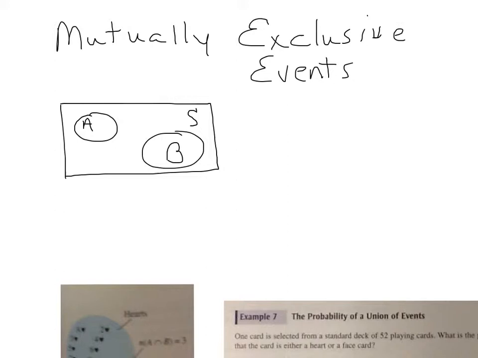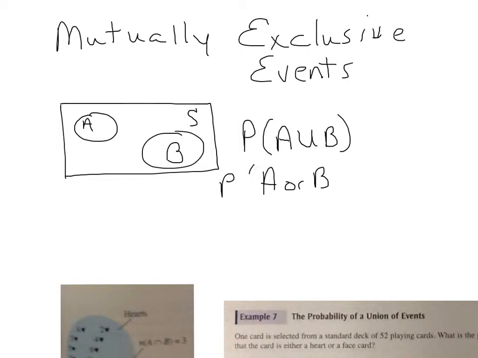And if we wanted to find the probability of A union B with these mutually exclusive events, that means either A or B, the probability of the union of these mutually exclusive events is the probability of A plus the probability of B.